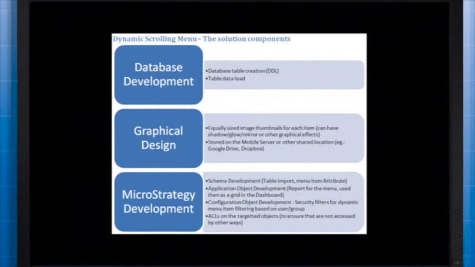Finally, we have MicroStrategy development, which consists of schema development, such as table import, menu item attribute development, application object development, such as creating a report for a menu that is used as a grid in a dashboard, configuration object development, such as security filters for dynamic menu item filtering based on user or group, and ACLs on the targeted objects, just to make sure they are not accessed by other menus.